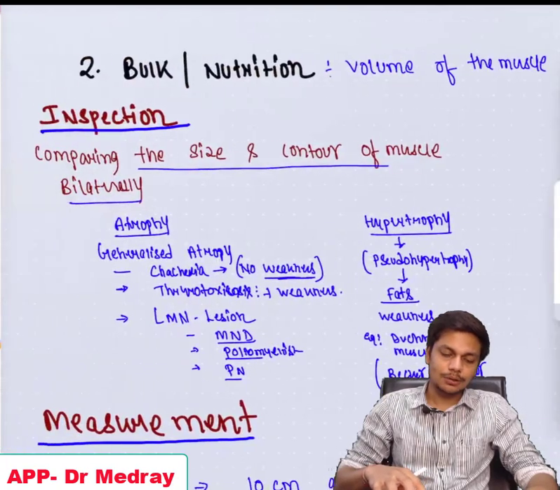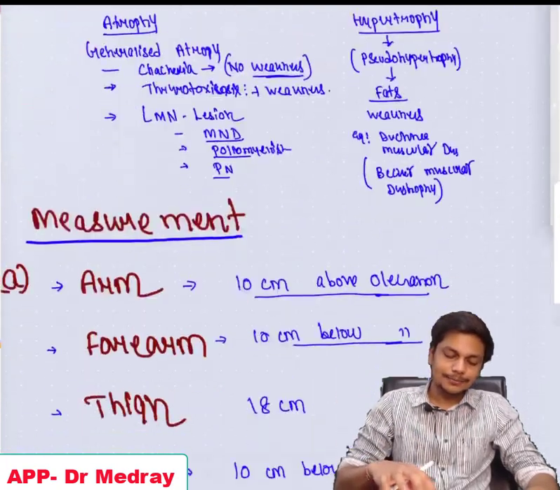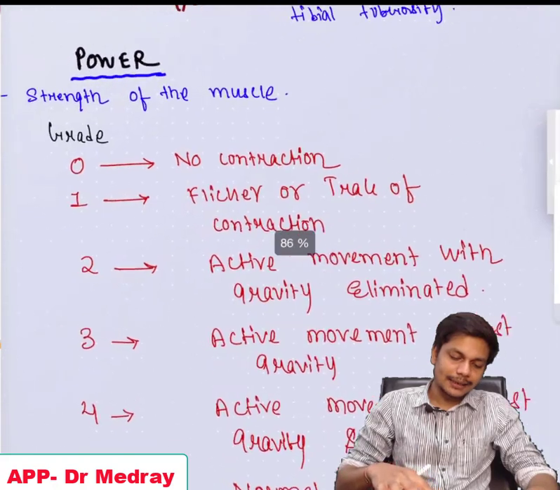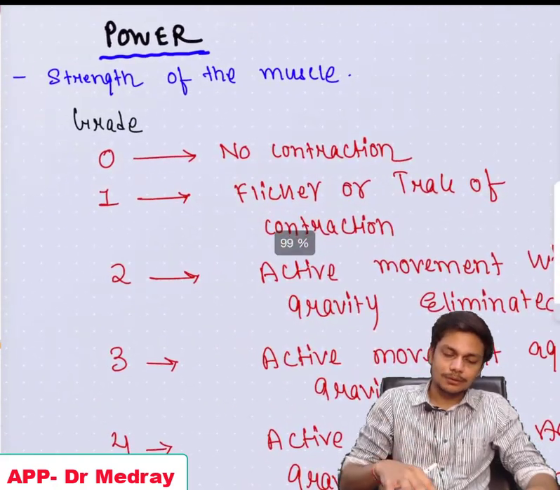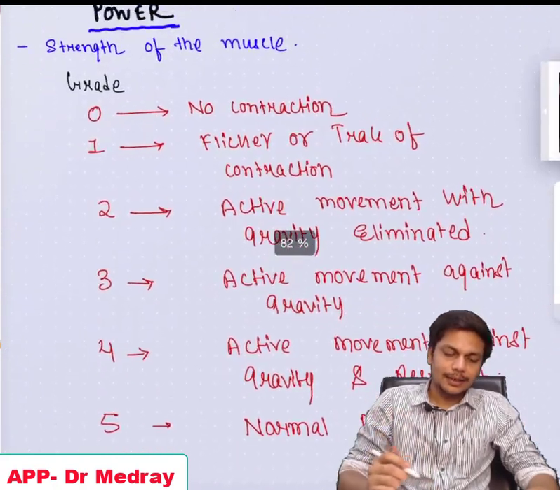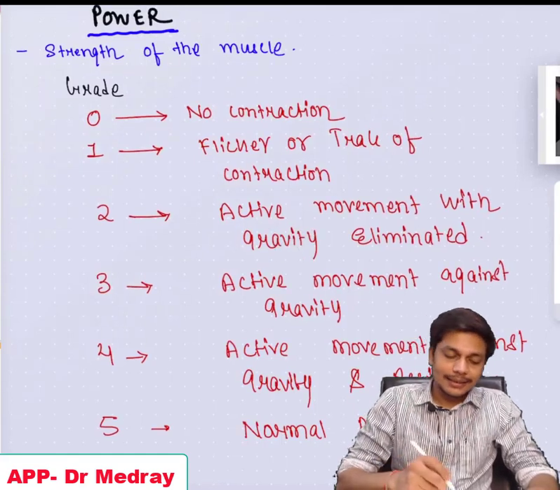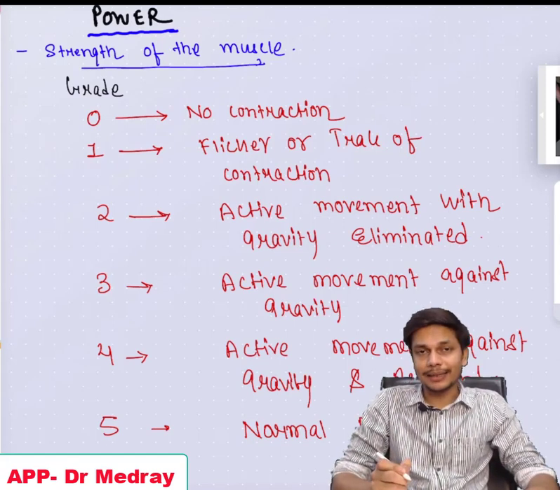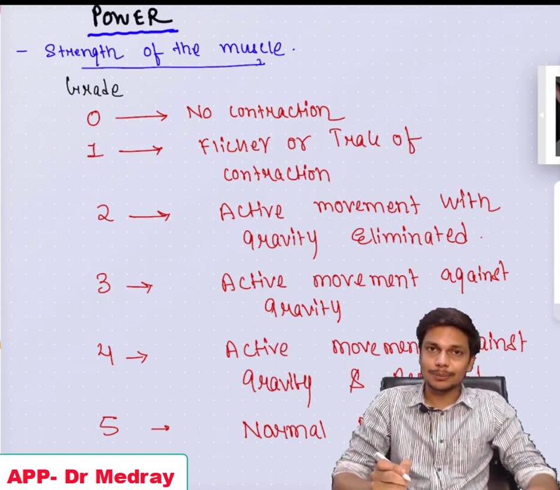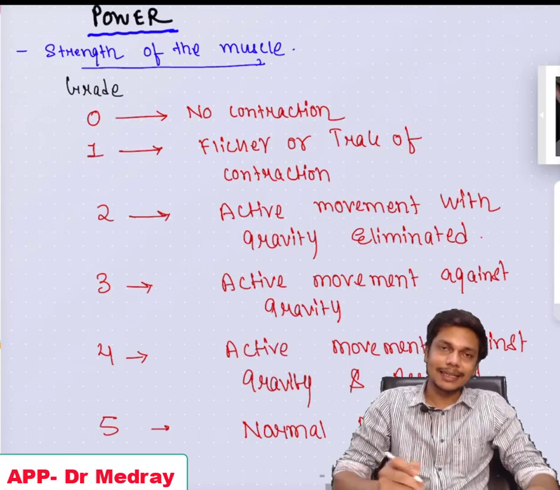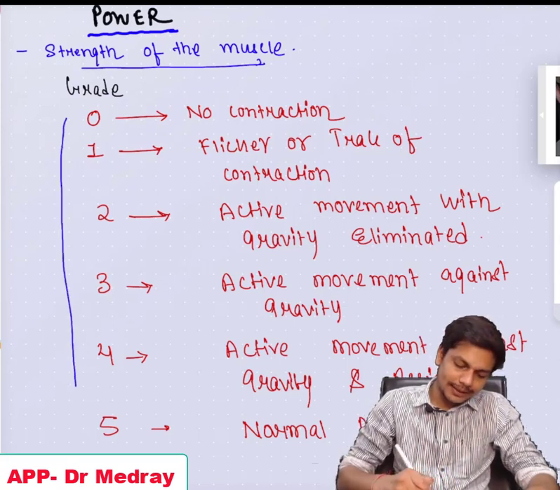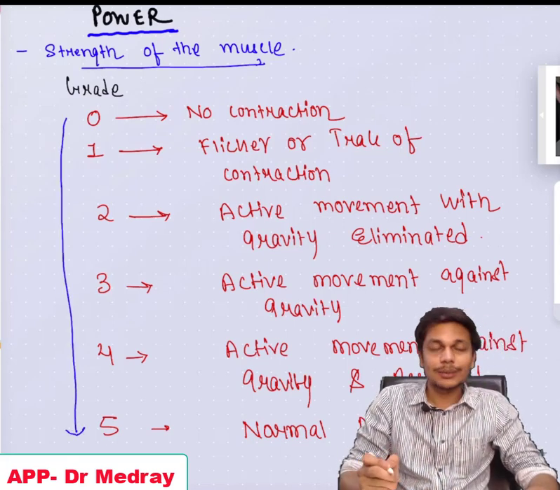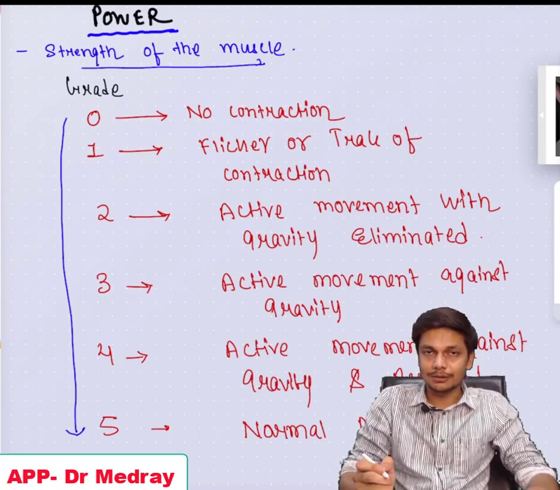So after looking for the bulk of the muscle, we come and look at the power of the muscle. So what is the power of the muscle? Power is nothing but the strength of the muscle, the ability of the muscle to make a movement. That is, the strength of the muscle is power. The power of the limbs can be graded from 0 to 5.